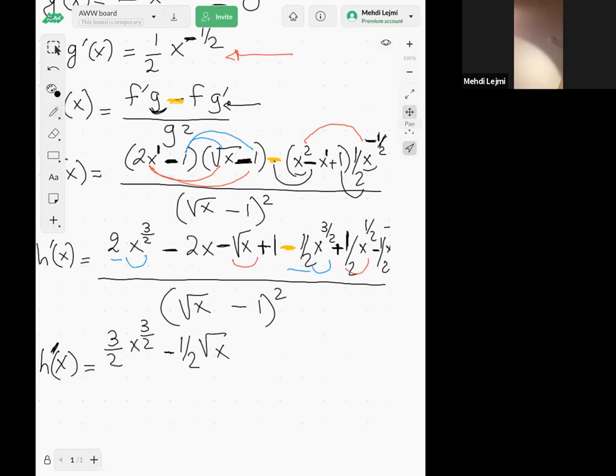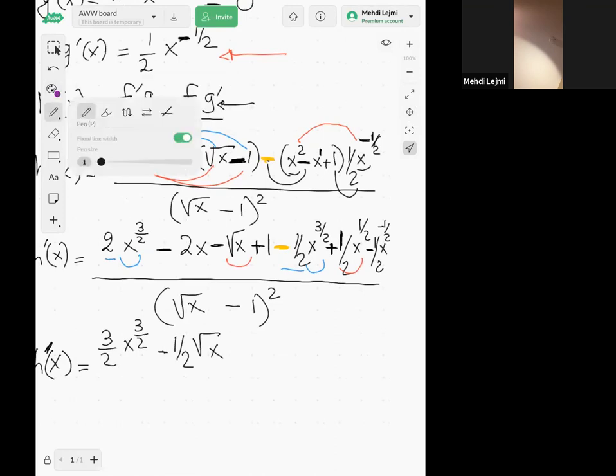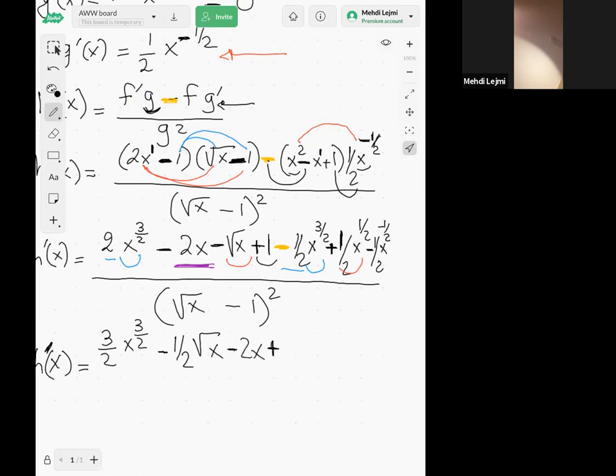Because then we have this minus 2x. There is a plus 1. So here's my plus 1. And then there's this minus half x to the negative half. And the whole thing divided by this square root of x minus 1, squared. Anyway, guys, it's up to you. You should try to simplify your answer. But anyway, that's our h prime of x.